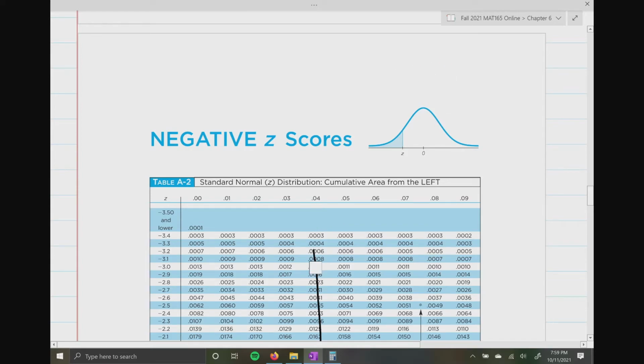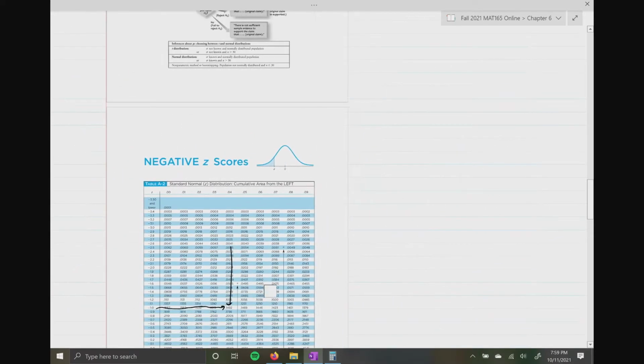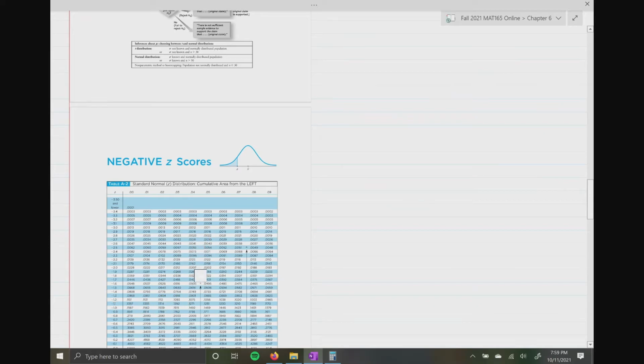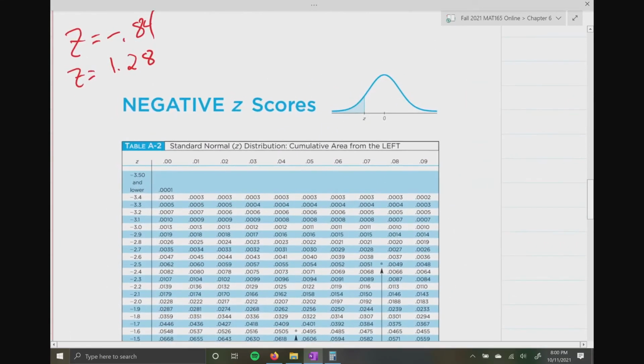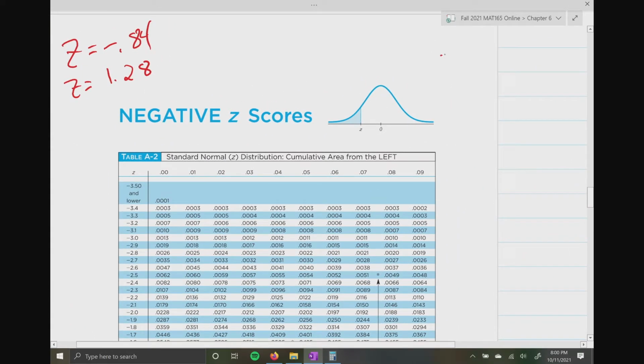So erase, erase, erase. And I'm going to write down the Z scores. Z equals negative 0.84, and then Z equals 1.28. Okay? So off to the right-hand side here, I'm just going to write Z equals negative 0.84. Area is going to equal, and make sure you just draw your curve real fast. Make it look nice. Notice I'm not that particular, but I make sure it's good enough.